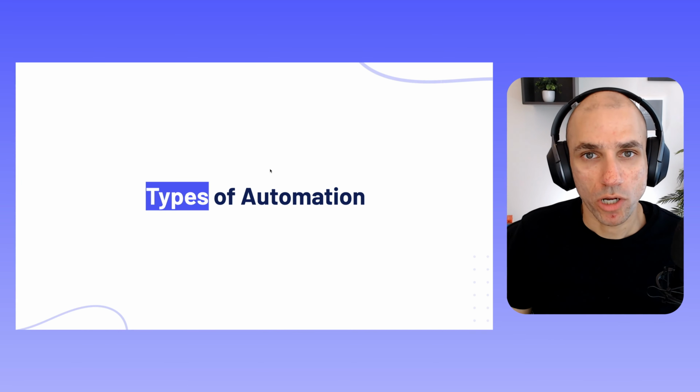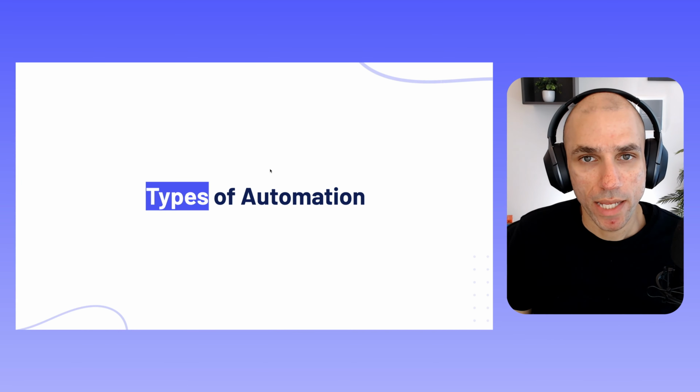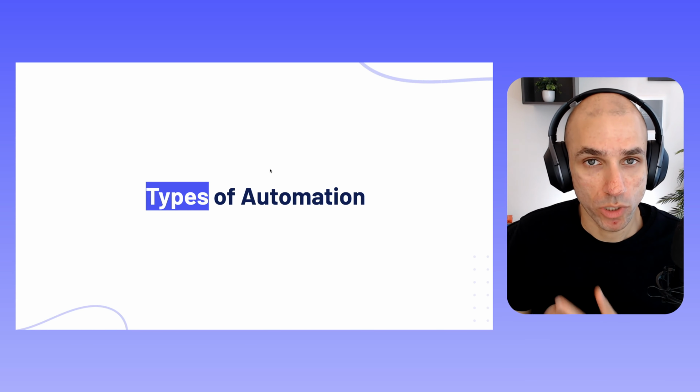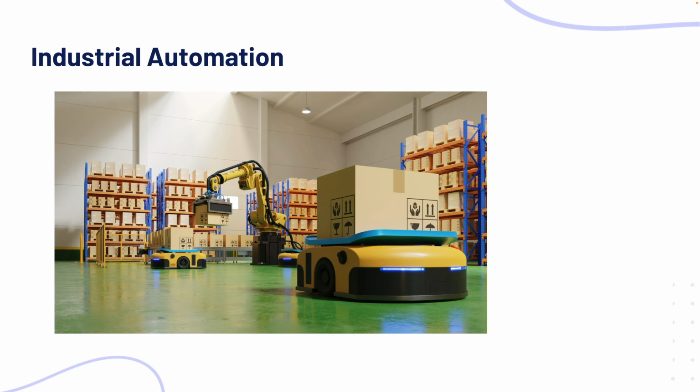All right, let's talk about types of automation. And generally speaking, there are 3 types of automation that exist. So let's go one at a time. The first one is industrial automation. So this is basically, we're talking about automation in the factories.